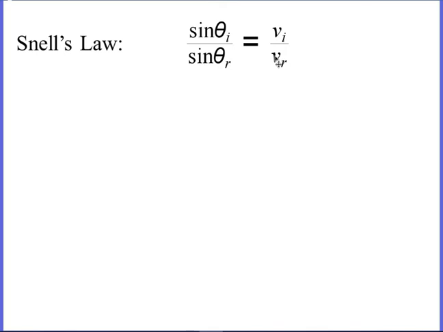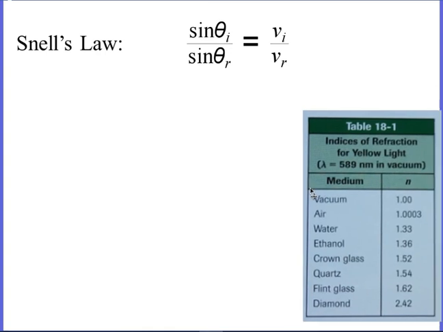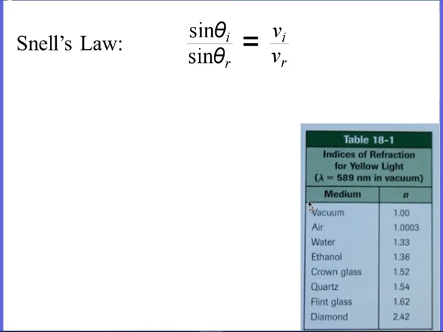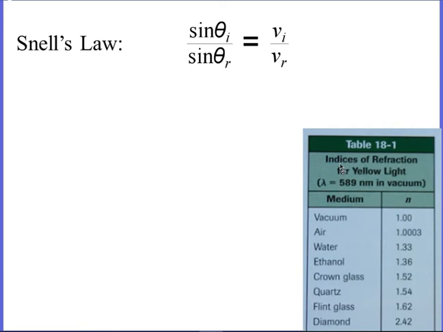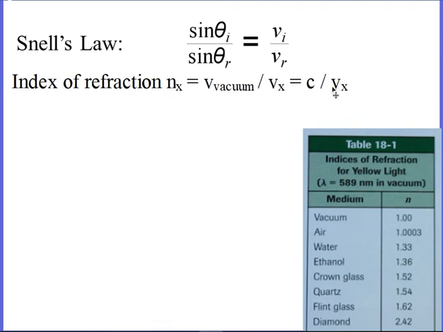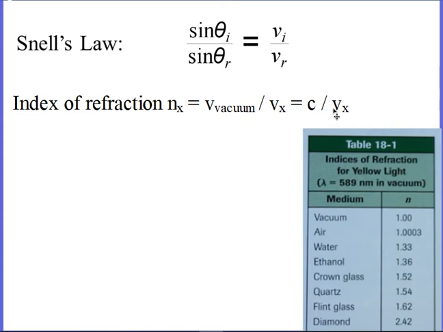physicists and opticians don't like to work with the velocity of light in the mediums. Instead, they like to work with something called the index of refraction, this n. And the definition of the index of refraction, which you have to know, is that the velocity of light in a vacuum divided by the velocity of light in medium x is the index of refraction for medium x.